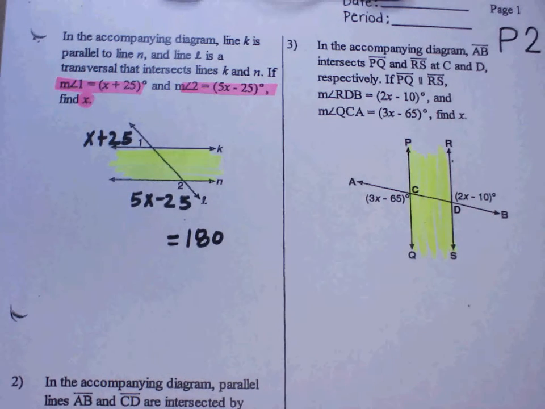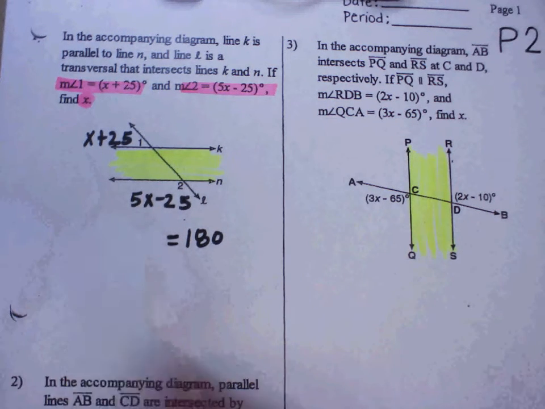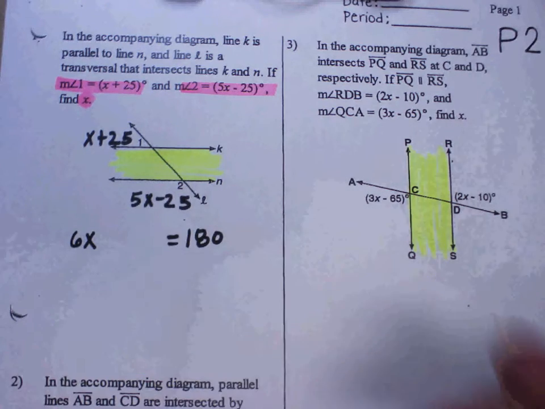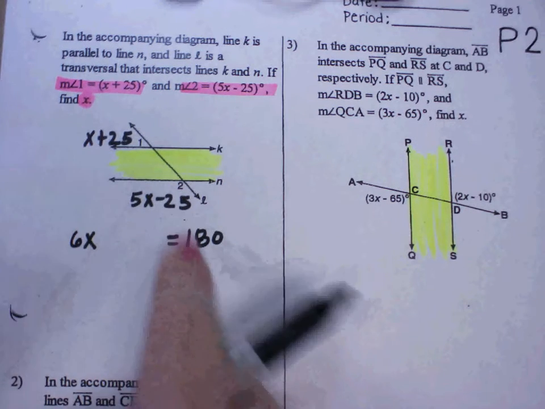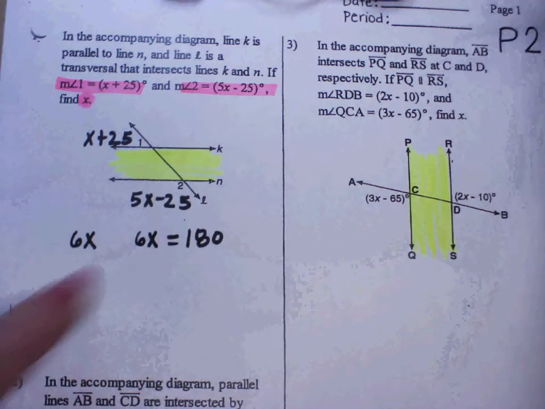Is there anything that I can add around here? Very good. 5x plus 1x would be what? 6x. And what is 25 minus 25? That's 0. So actually, you know what? That 6x needed to be closer, didn't it?